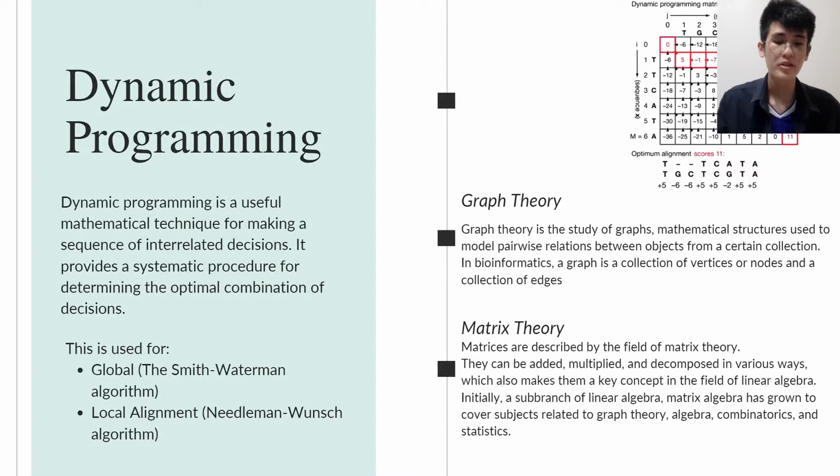And then the second would be matrix theory, just like I said, the BLOSUM matrix. Matrix is described in the field of matrix theory as being added, multiplied, decomposed in various ways. So it is a sub-branch of linear algebra at first. Matrix algebra has now grown to cover subjects related to graph theory, combinatorics, and statistics. Later, I will show you the images of both theories and how they are used in bioinformatics.